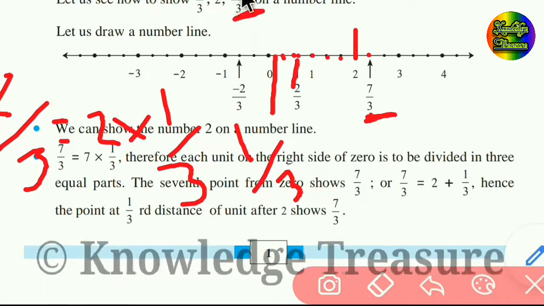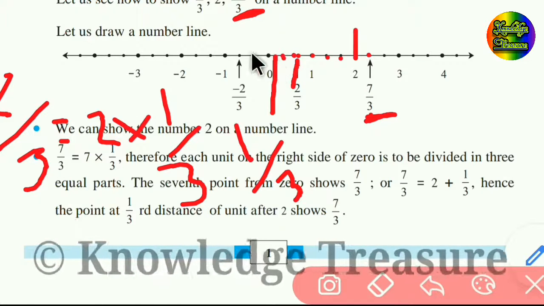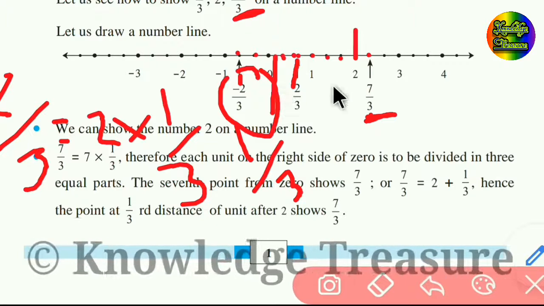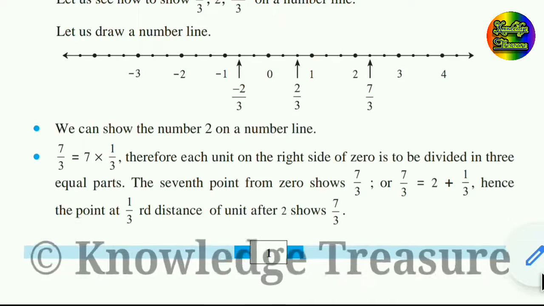But we have to show minus 2 upon 3. So, where are the negative numbers? Left side of the 0. So, the equal distance from 0 on the left hand side shows minus 2 upon 3. That is, if you go to the left hand side after 0, 2 points, first point, second point, it will show minus 2 upon 3. Like this, we can show rational numbers on a number line. I hope you understood.